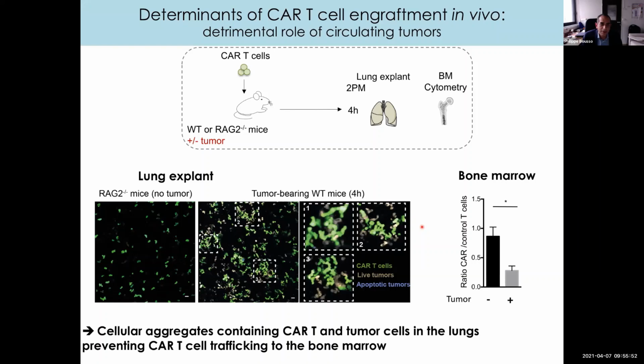And what happens then is that the CAR T cells bind their target, a tumor target, that can bind another CAR, that can bind another target. And this results in the formation of a cellular aggregate that gets trapped in the lung microcirculation. This is what you can see on this image, a really big aggregate made of CAR and tumor. You don't see that in the absence of a circulating tumor. And that's really detrimental because that is removing a lot of CAR T cells from the system. There are much fewer CAR T cells that can make it to the actual site where the tumor is, such as the bone marrow.